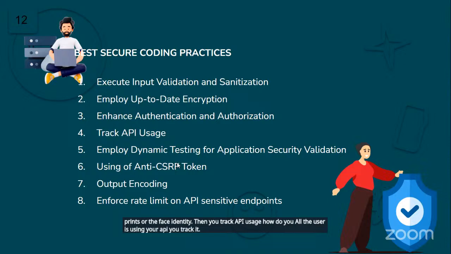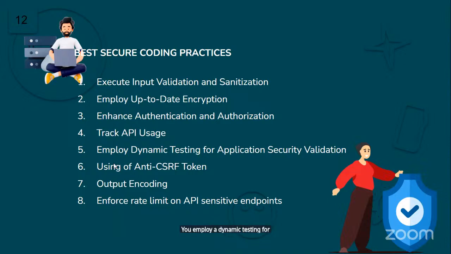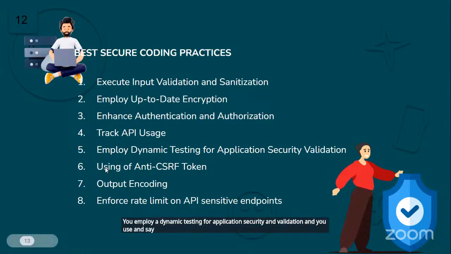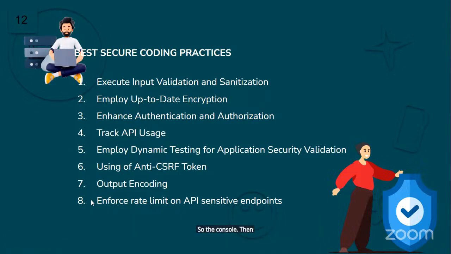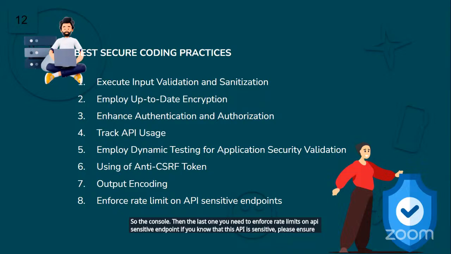You employ dynamic testing for application security and validation, and you use an anti-CSRF token. And the seventh one is output encoding. You encode the output. And do not log something to the console if it is a bit sensitive; it is advisable not to log it to the console. Then the last one, you need to enforce rate limits on sensitive API endpoints. If you know that this API is sensitive, please ensure that you enforce rate limits on it.